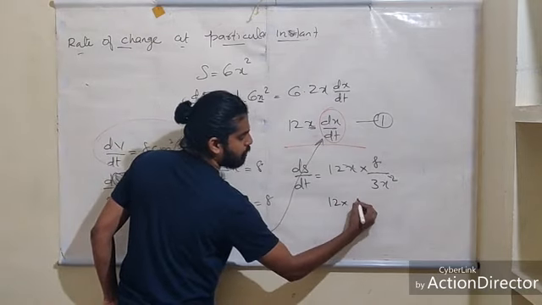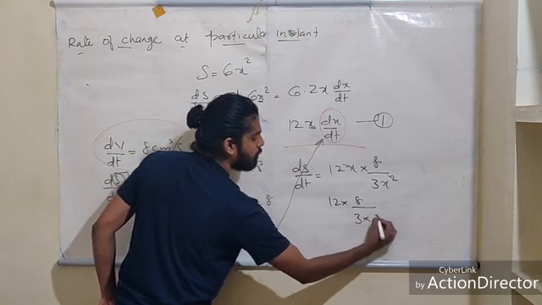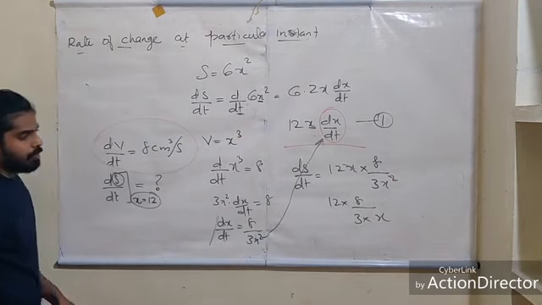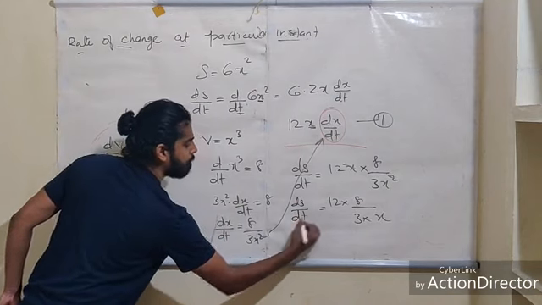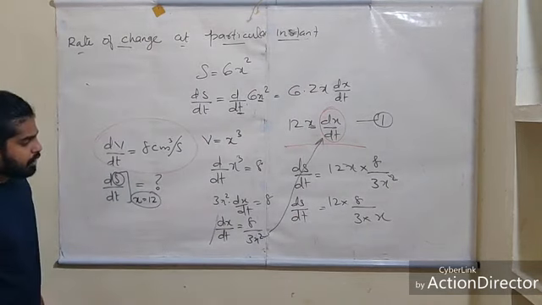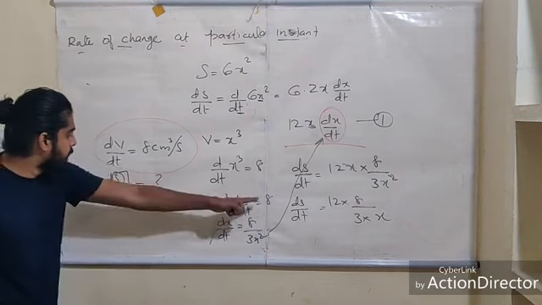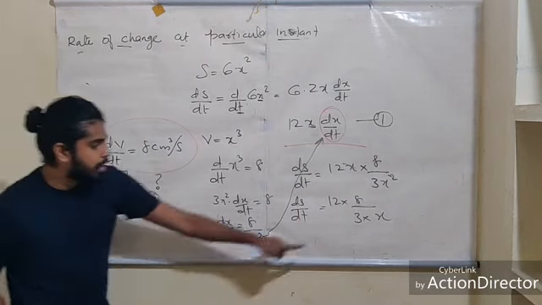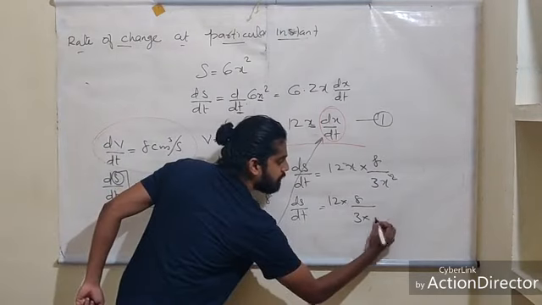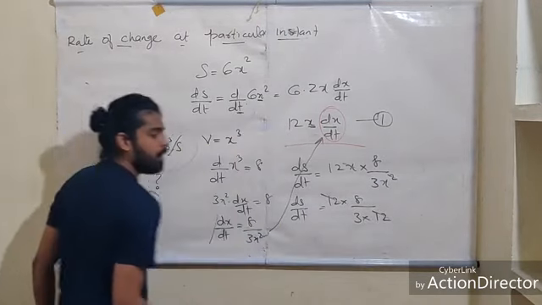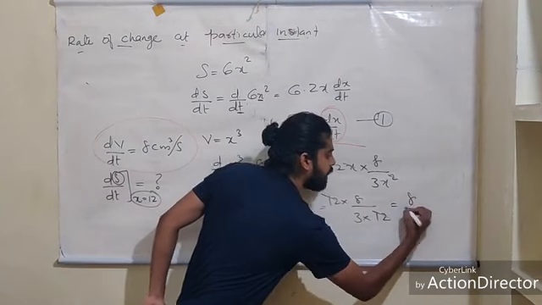So 12 into 8 by 3 into x. So this is our ds by dt, the rate of change of surface area with respect to time. And we have to find it at an instant when x equals 12. So you can substitute x equal to 12 right there. Cancelling this 12, the answer will be 8 by 3.